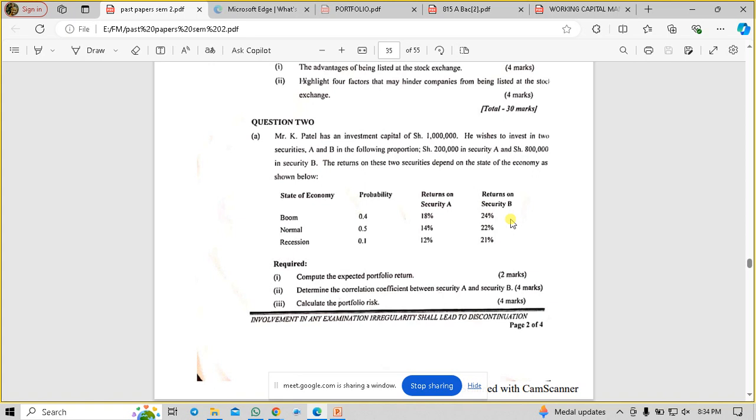So if you finish, we go to portfolio expected return. So we have 200,000 for security A and 800,000 for security B. So you are going to say 200,000 divided by 1 million. That is 0.2.